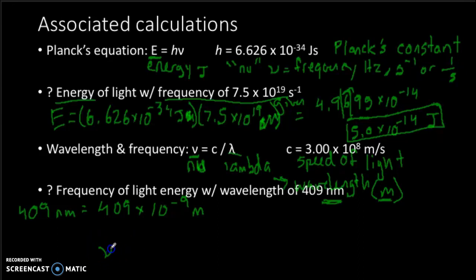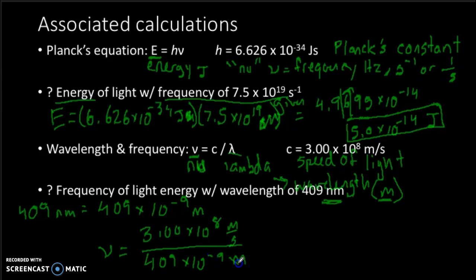So I'm looking for frequency. That's my nu. My c is 3.00 times 10 to the 8th meters per second. My wavelength is 409 times 10 to the -9th meters. I've got meters and meters canceling out. +8, -9, but that's division, so those are going to add together. 3 significant figures all the way around, and I get 7.33 times 10 to the 14th inverse seconds.